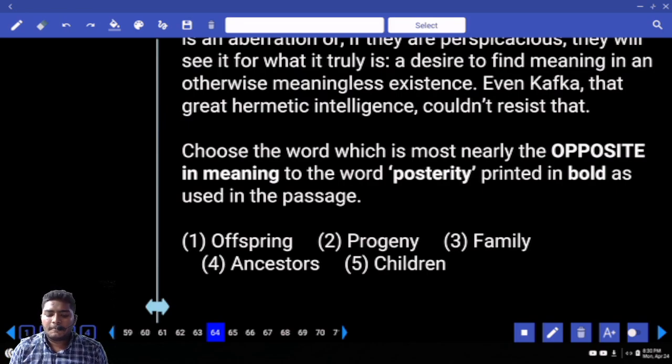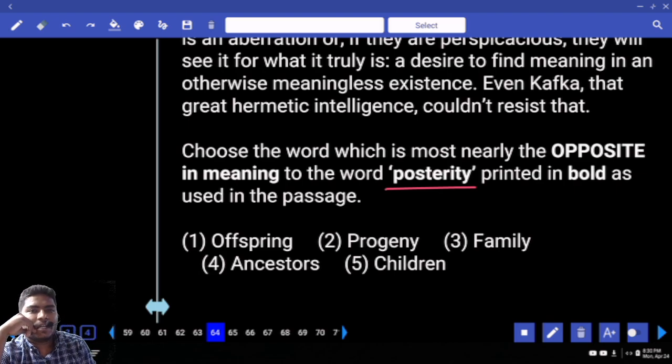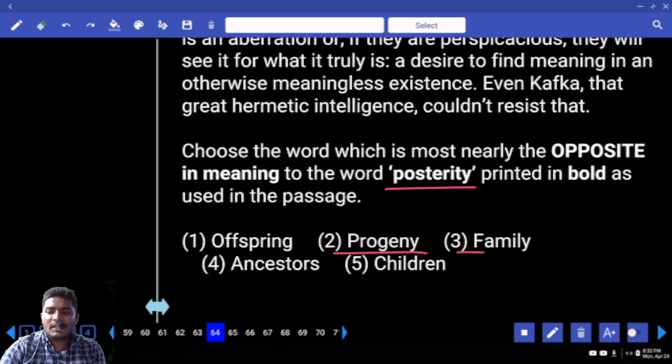Opposite of the word, what is the word there? Posterity. Do you know what is posterior? Okay, forget about it. We don't know the meaning. Come to the options. What are the options? Offspring. What do you mean by offspring? Your children, your kids. Next one, progeny. Okay, we don't know. What is the next one here? Family. Next one, ancestors. Next one, children.